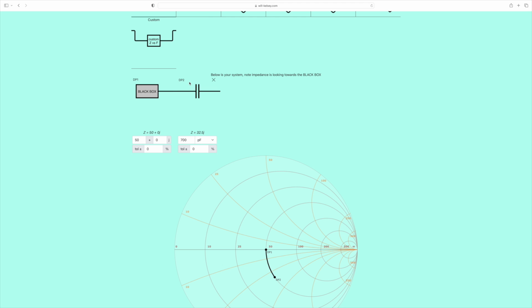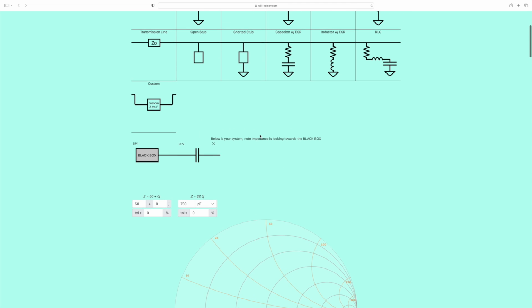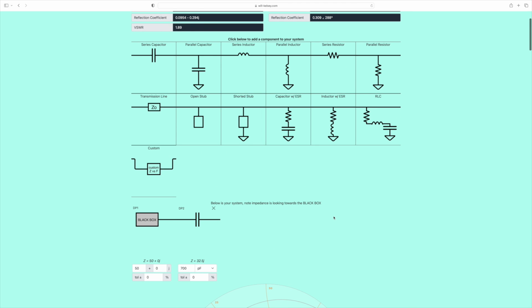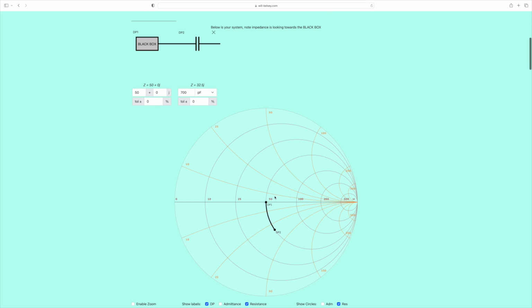So if we use a series inductor, we will go up and clockwise, more correctly, around these circles. And not just this one, wherever we are, and all these ones that are not marked, that's what we'll do. We'll go clockwise around this circle of constant resistance.